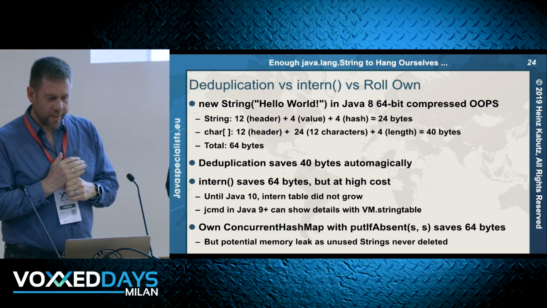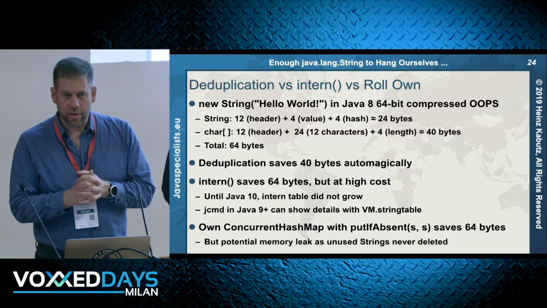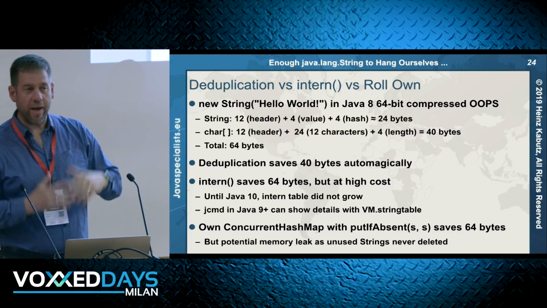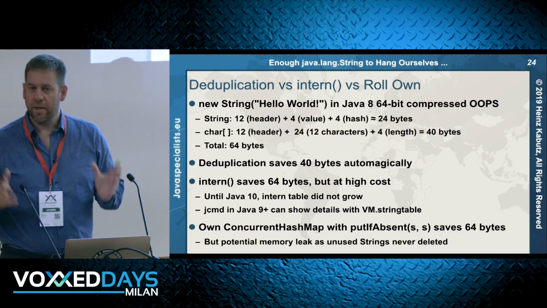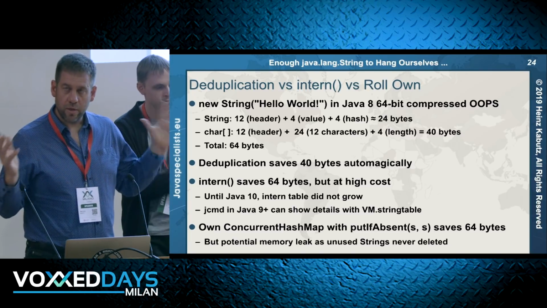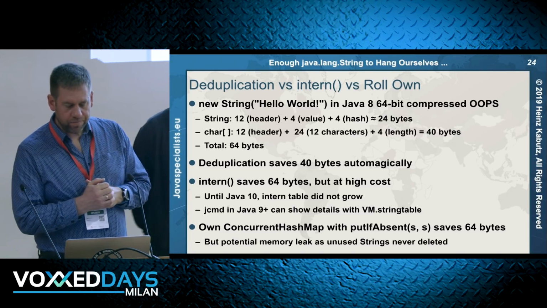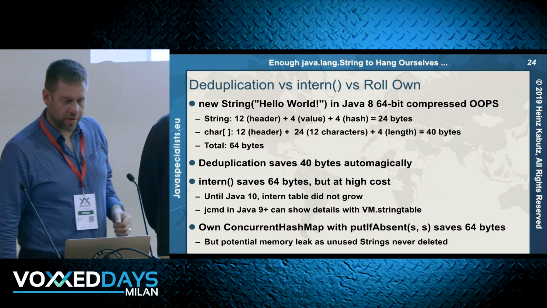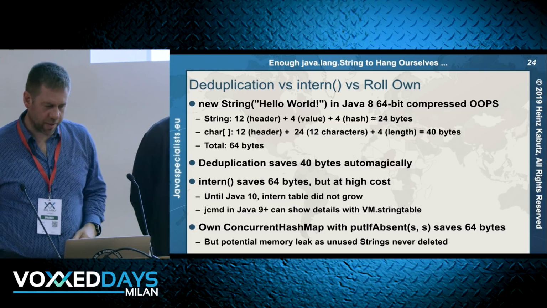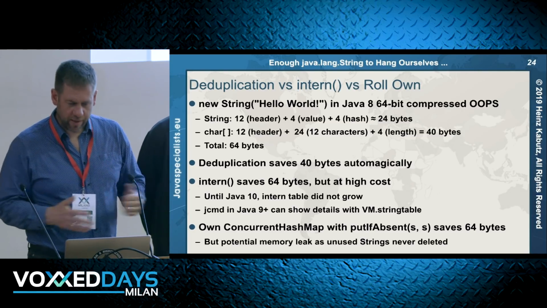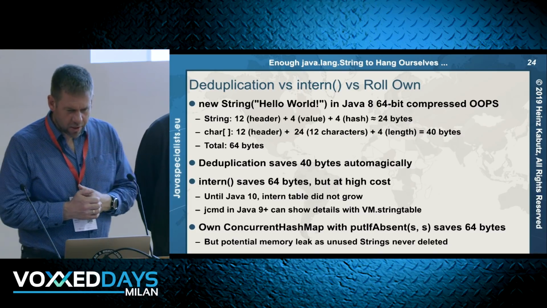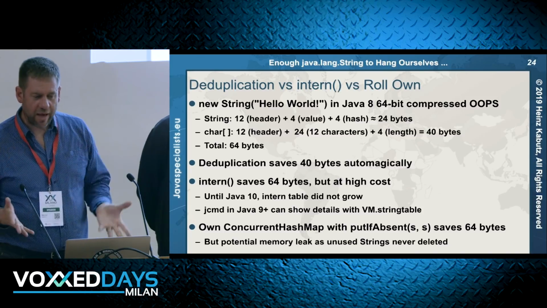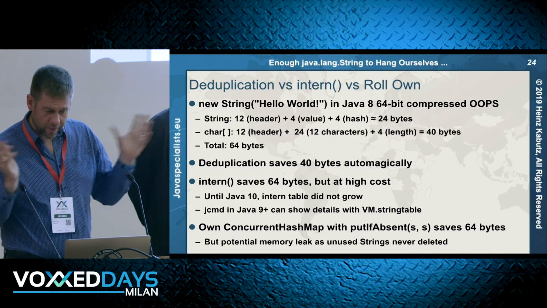So the performance is still not great for the intern table. You can get much better performance if you make your own, for example, ConcurrentHashMap, and use that to store duplicates of strings. But it's not as bad as it used to be prior to Java 11. So Java 12 has not changed this a bit. Java 12 is the same as Java 11. What's changed? Okay, the deduplication will save some memory, because you're not duplicating the char array.